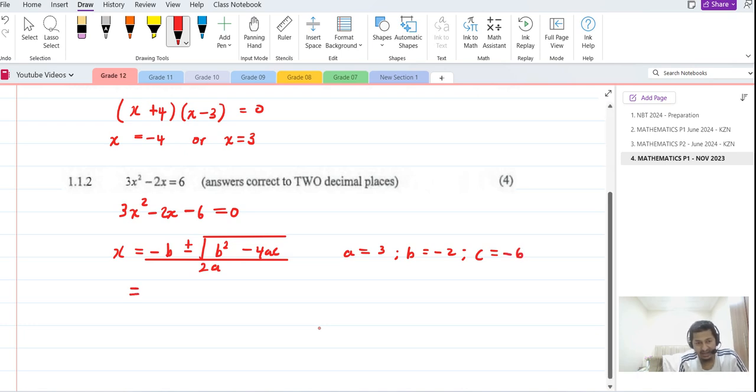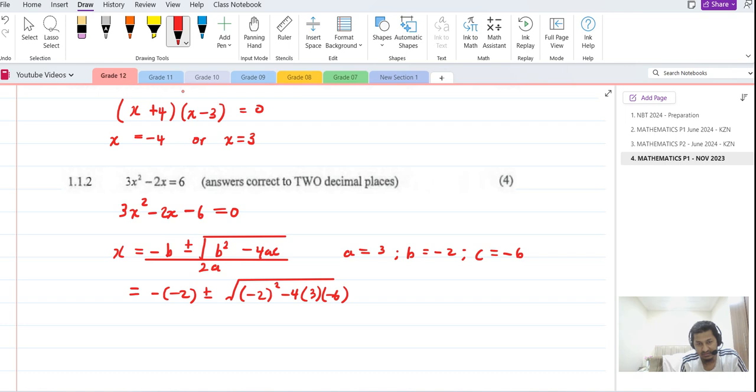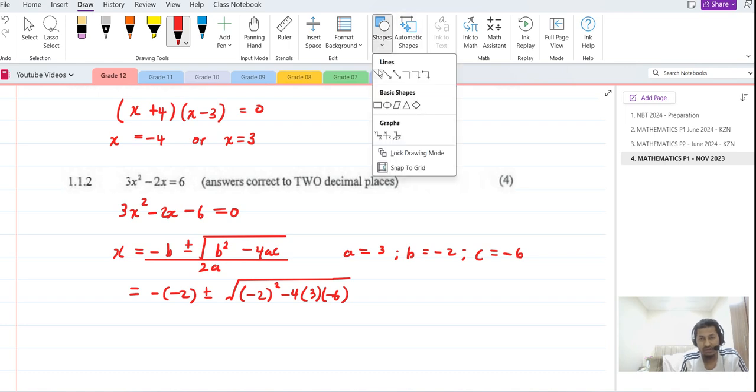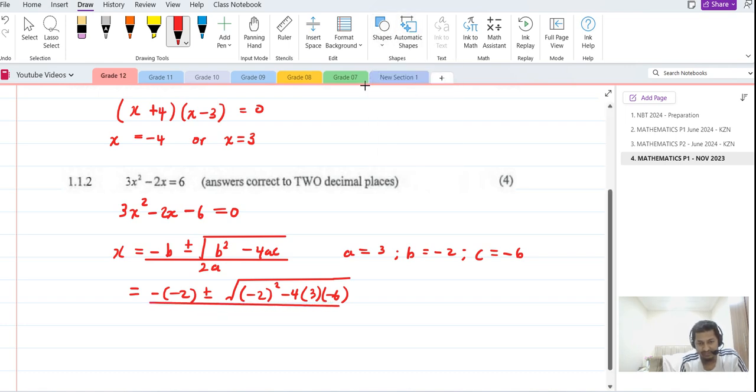So minus b will give me minus minus 2 plus minus. Now whenever you substitute, try to put them in brackets. b squared is minus 2 all squared, minus 4 times a, which is 3, and the value of c is negative 6, all over 2a, 2 times 3.